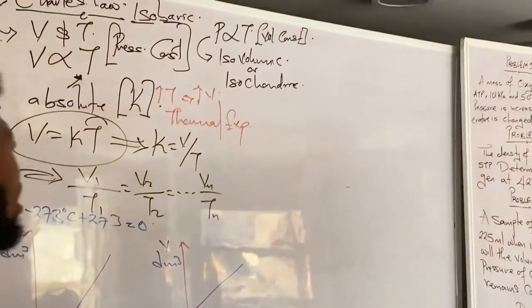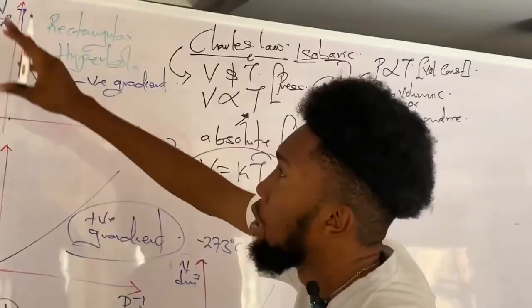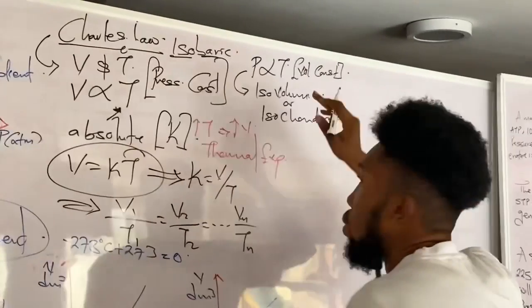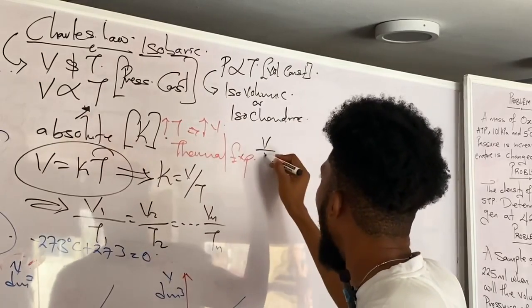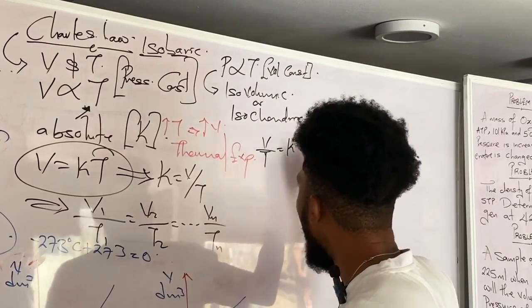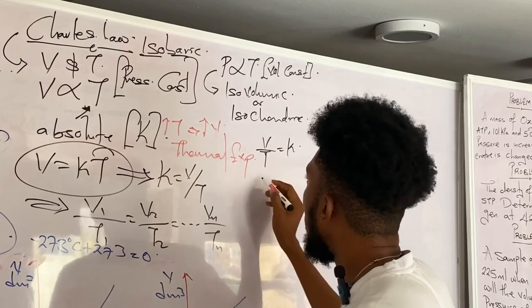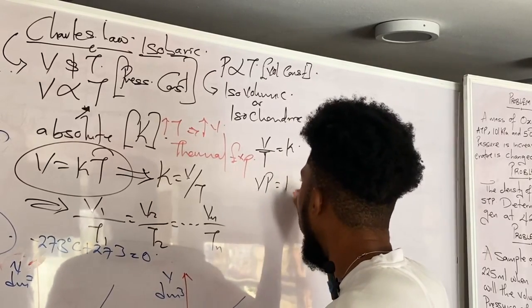Then we will now look at how Boyle's law and Charles' law come together to form what we call the general gas law. Back here we have Charles' law to say that V over T is a constant, while Boyle's law says that PV is a constant.